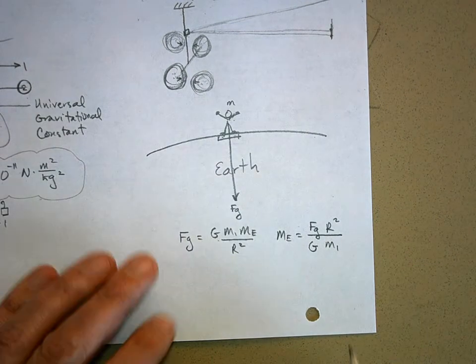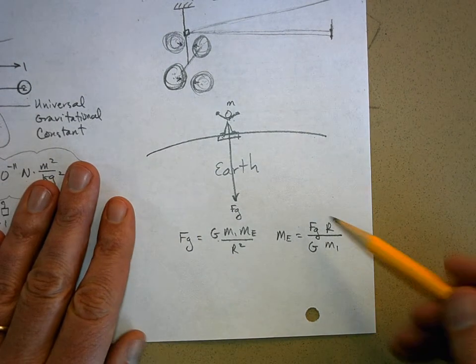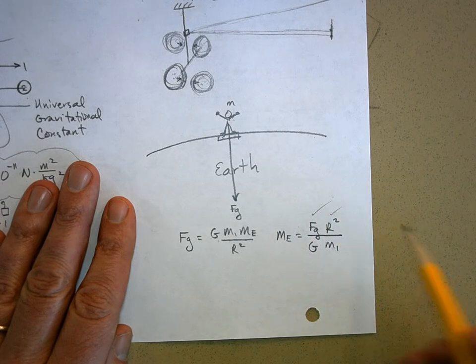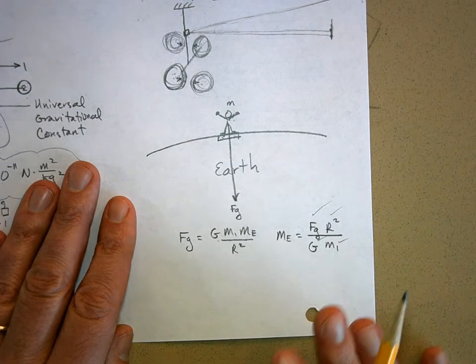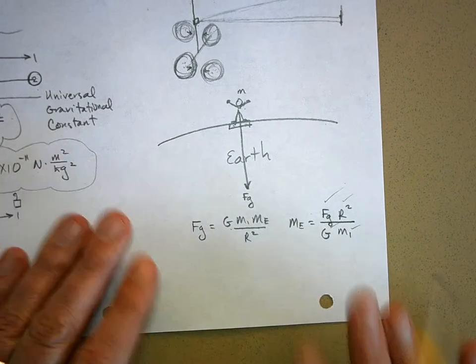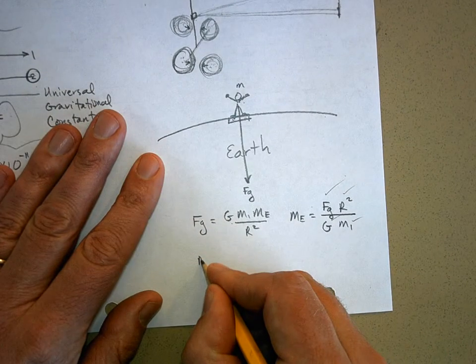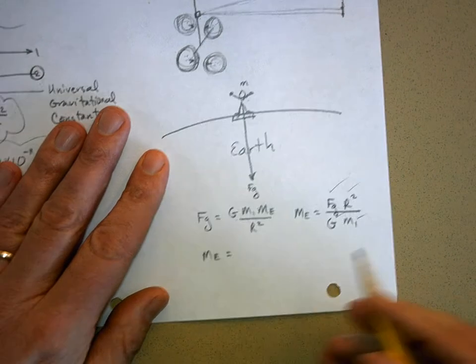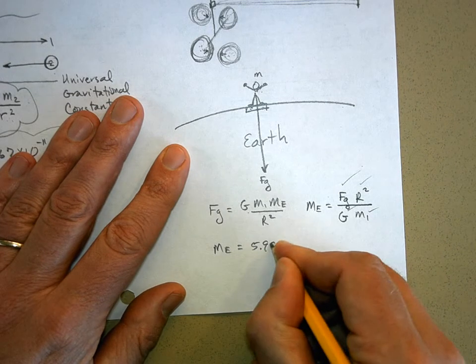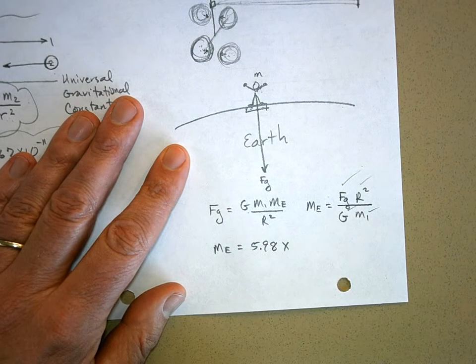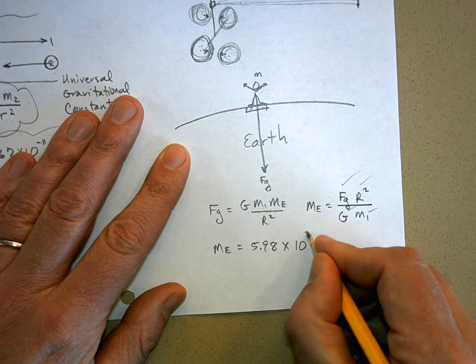Well, you plug these numbers in, figure out what your weight is in newtons, the radius of the Earth, big G, and your mass, and out comes the mass of the Earth. And here it is. When you do this, the mass of the Earth is 5.98 times 10 to the 24 kilograms.